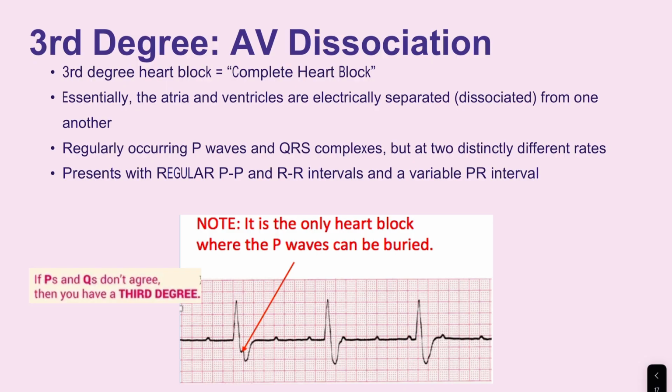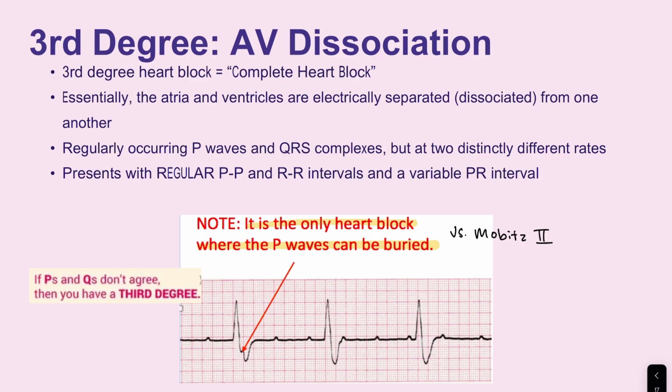Now, I want to note here, this is very, very important. This is the only heart block where the P waves can be buried. This fact here is going to help you distinguish it from Mobitz 2. Where you might have the regular P's and the regular QRS's, they're just not always talking, they're not always going through. Okay, but in Mobitz 2, you will never see a P wave that is buried in a QRS.